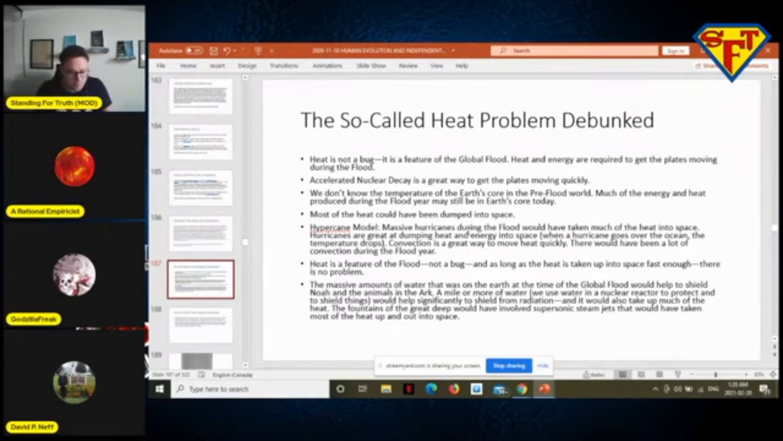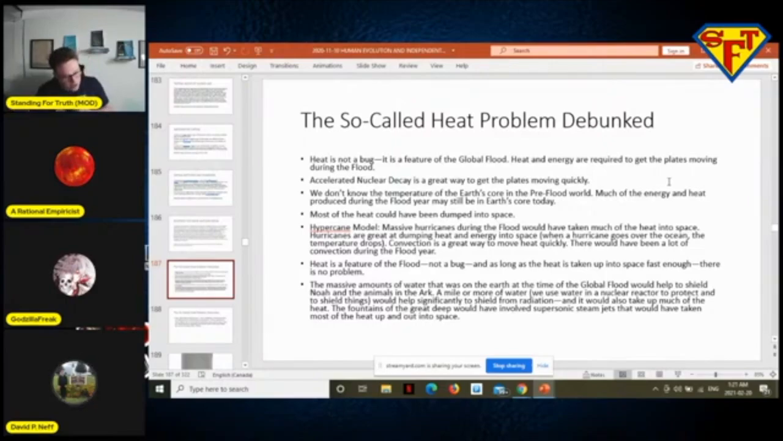Now it comes down to plausible solutions in getting rid of that heat. Right off the bat, before I even go over these points, and then David, I'll give you plenty of time to respond. According to the flood model, heat itself is not a bug. It's actually a feature of the global flood. It's needed. Heat and energy are required to get the plates moving during the flood, meters per second plate movements as compared to the snail pace movements of the plates the uniformitarians look to. The heat and energy would greatly help with that.